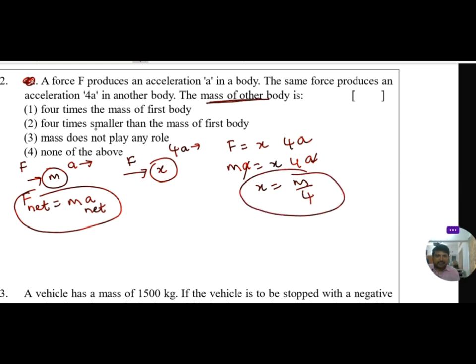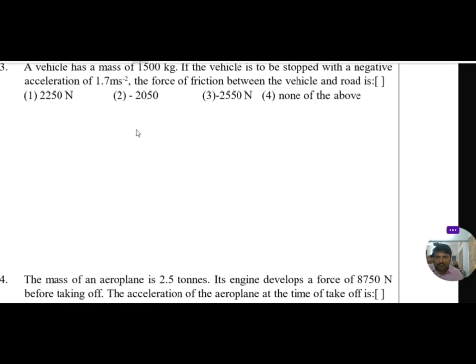That means the mass is 1 by 4 times, that means the mass is 4 times smaller than the mass of the first body. So option 2 is the right answer. Let's go to the 43rd question.